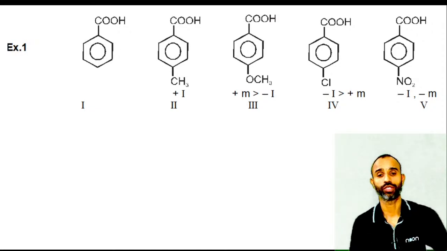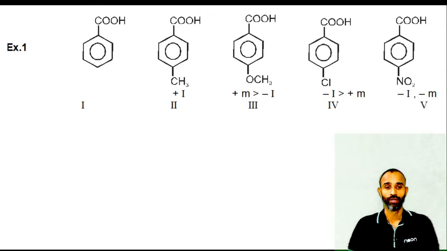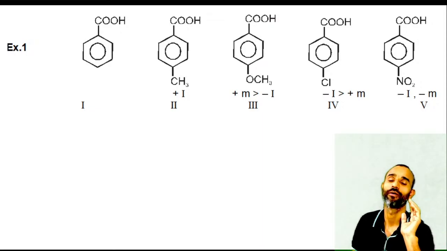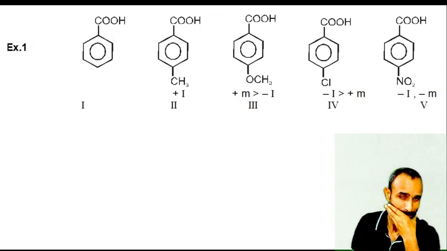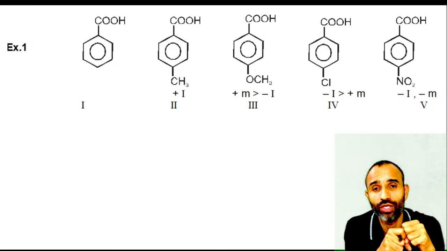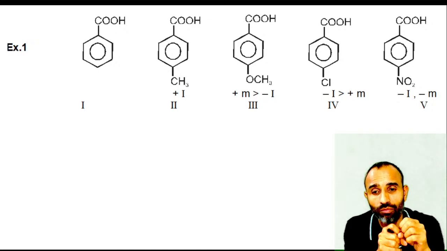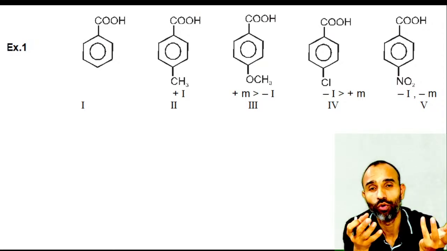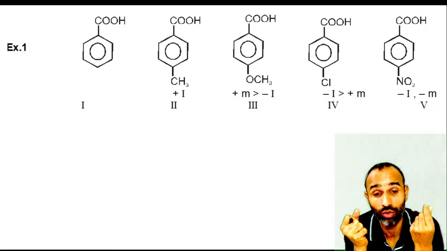What about this? This is a very simple example. Which one is most acidic? Yes, nitro. Nitro group has more electron withdrawing effect, both minus I as well as minus M. That is 5, 4, because 4 is an electron withdrawing group.